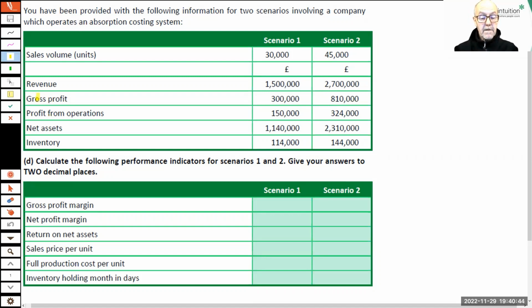So our gross profit margin. Well, that's that over that, isn't it? Gross profit over revenue. 3/15. Let's show it here. 300 over 1,500. 20%. As against 810 over 2,700. That's bang on 30%.